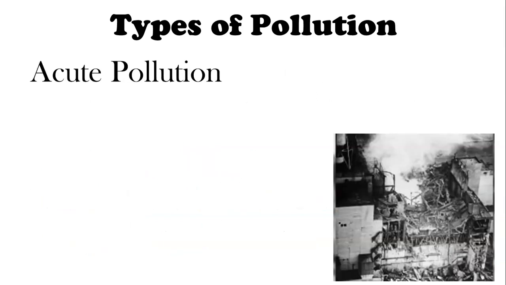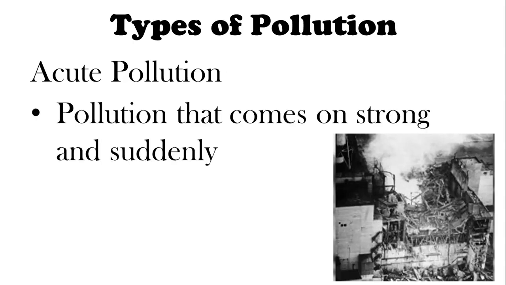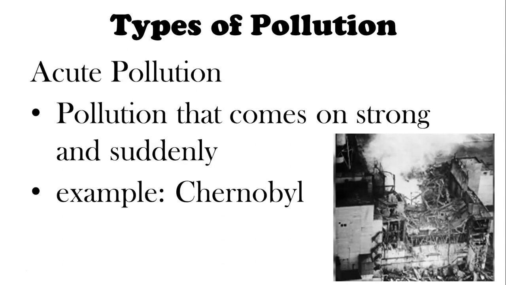Pollutants can also be broken down into acute and chronic pollutants. Acute pollution is pollution that comes on strong and suddenly. It happens when large amounts of a pollutant are released all at once. An example is the Chernobyl nuclear disaster, which happened in 1986. A nuclear reactor melted down and released large amounts of radiation into the atmosphere.